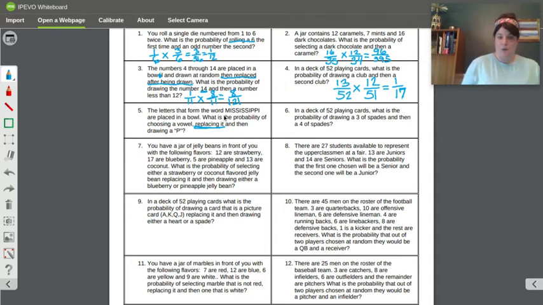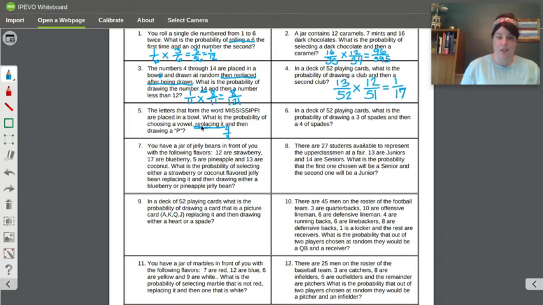So in the word Mississippi, there are 11 letters. And of those 11 letters, how many are a vowel? Well, there's 1, 2, 3, 4 I's. So we'll say 4 over 11.